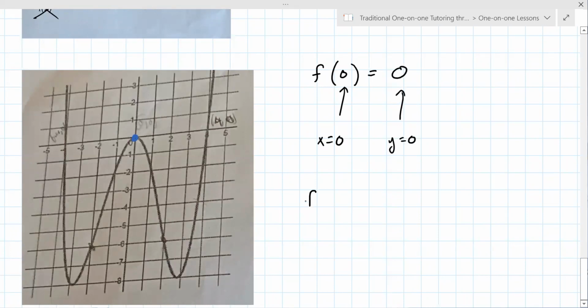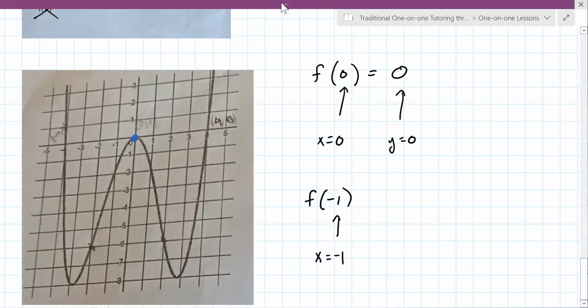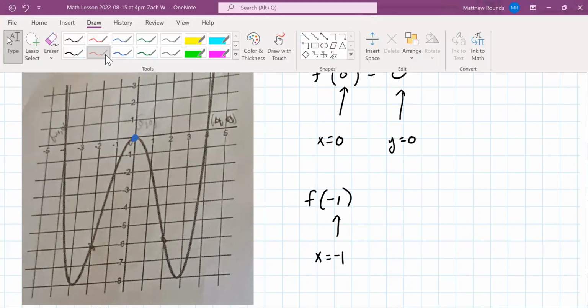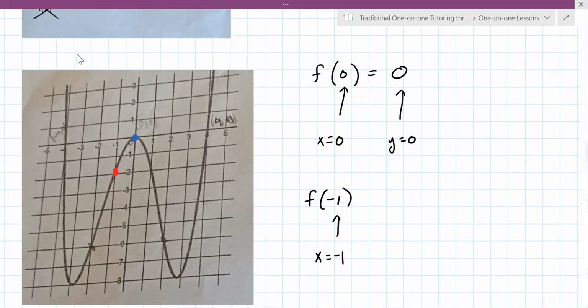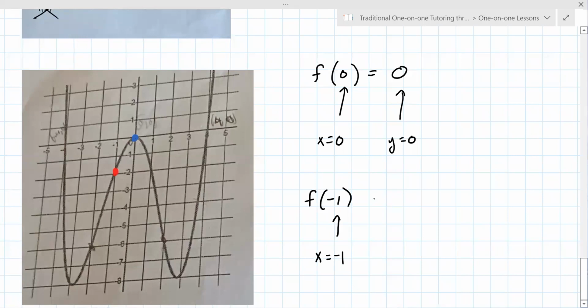Now, how about f of -1? That means that x is -1. So you go to your graph, you find -1, and you go up or down until you hit the graph. So what is the y value there? The y value there is -1 and -2. I mean, sorry, -2. That's right. So the y value is -2.